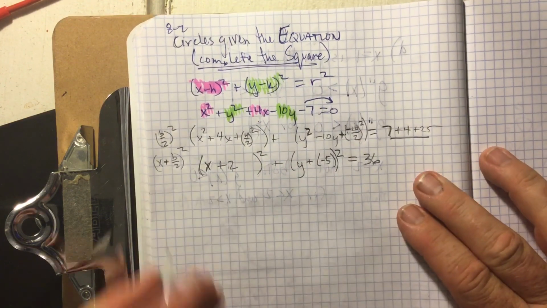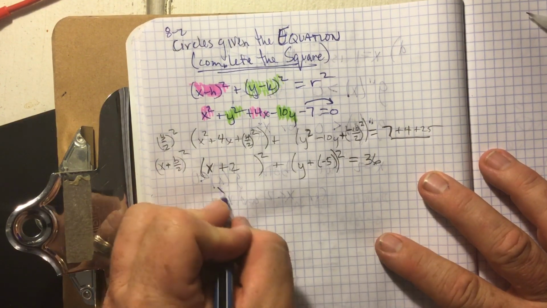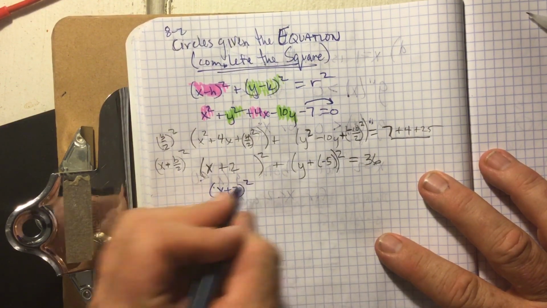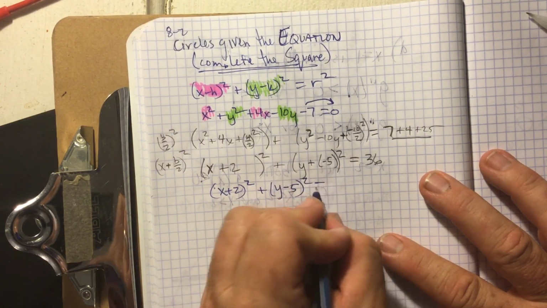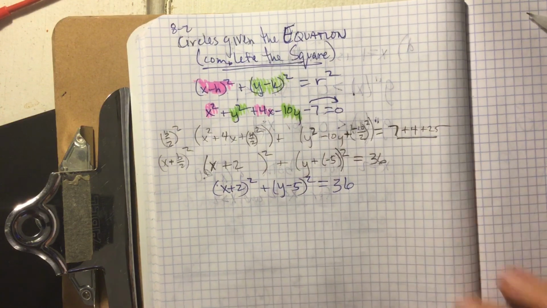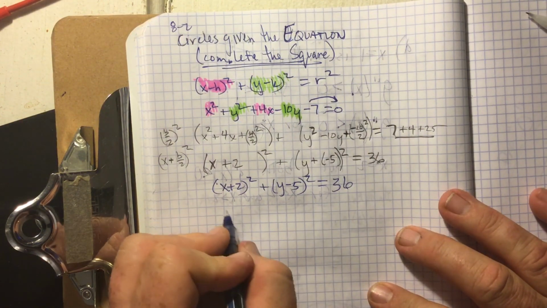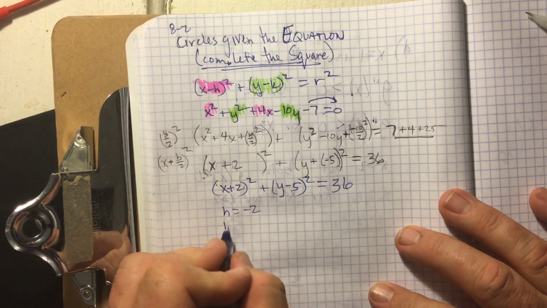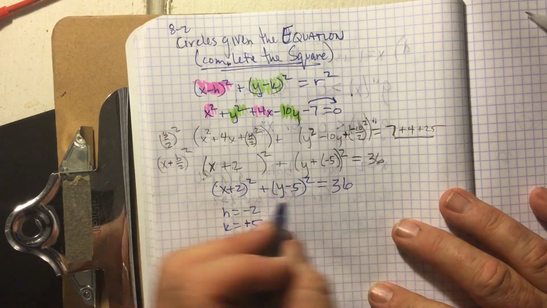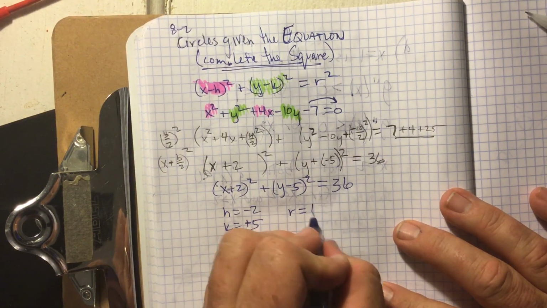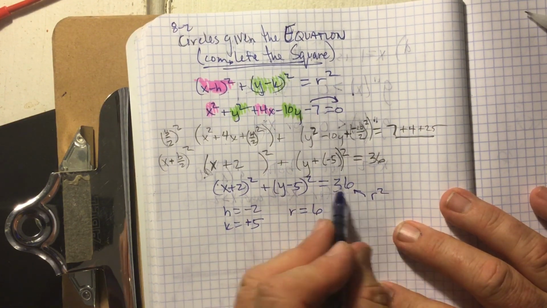Now, all we do is clean this up. Let me write it in pen so you can see it. X plus 2 squared plus y minus 5 squared equals 36. All right, so my h and k, h equals negative 2, k is going to equal positive 5, opposite of each, and then my r is going to equal 6 because r squared is 36. Remember, that's r squared. So if I take the square root of that, that's 6.